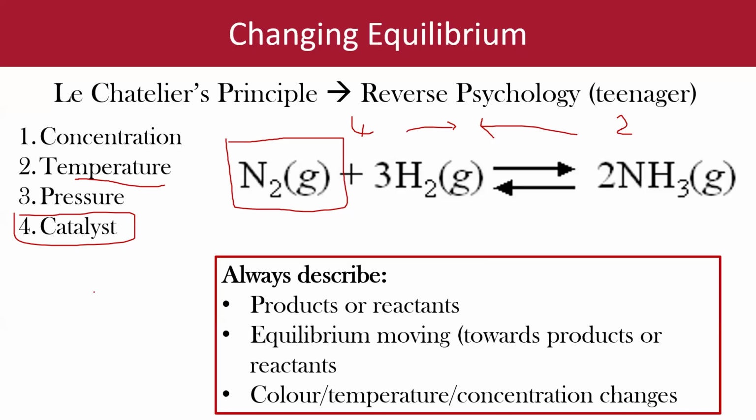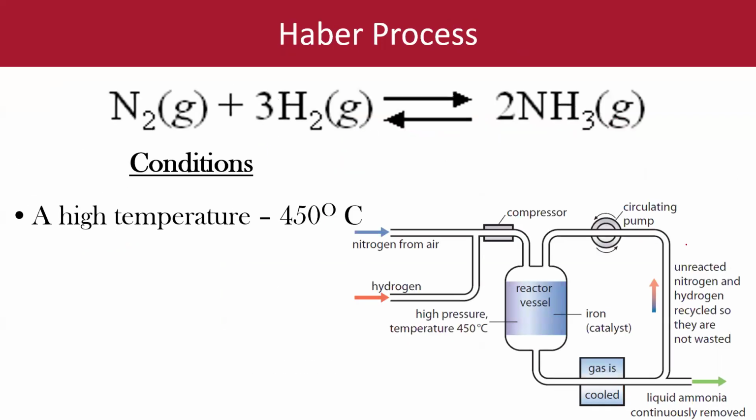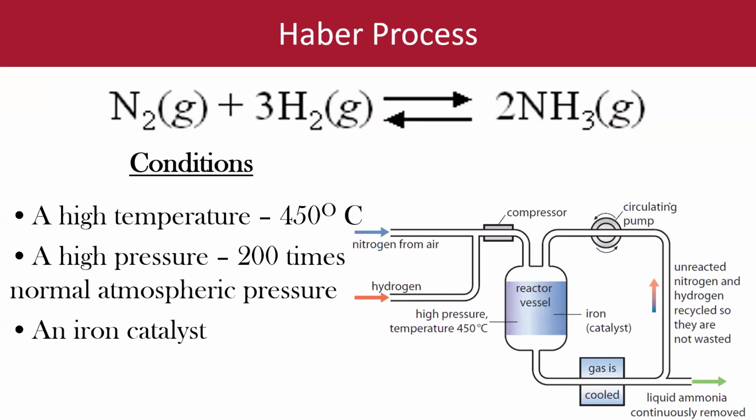Zara, what are the conditions actually used in the Haber process? Temperatures above 450 degrees. An iron catalyst has to be present, and 200 times the pressure. Good. So the Haber process uses 450 degrees, high pressure, 200 atmospheres, and an iron catalyst. What do we need the Haber process for, Daniel?